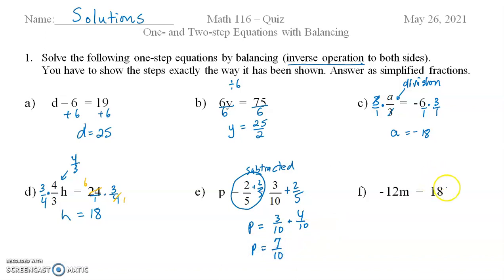And question F, this is a multiplication that I'm going to remove by a division. And so this is a negative 12 times the m. I'm going to divide out the negative 12 on this side, and that means I'm going to divide out the negative 12 on the other side. And just like before, this isn't going to work out evenly, so the best I can do is reduce this by dividing top and bottom by 6, which is going to give me 3 over 2. Now, don't forget about the negative sign.